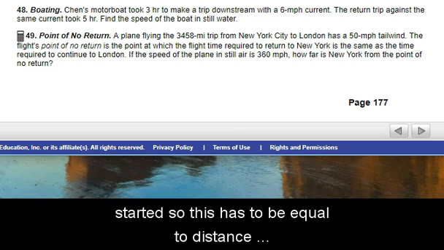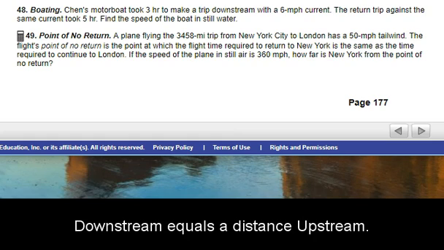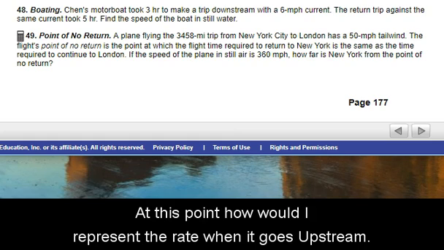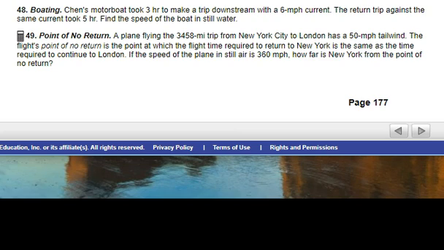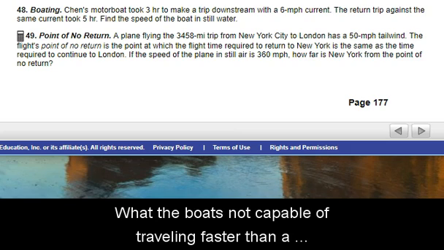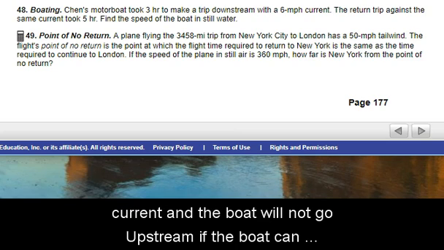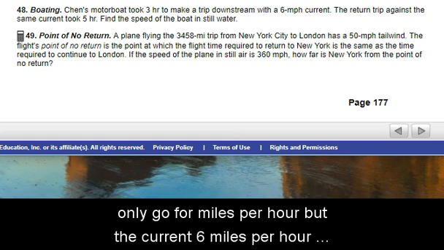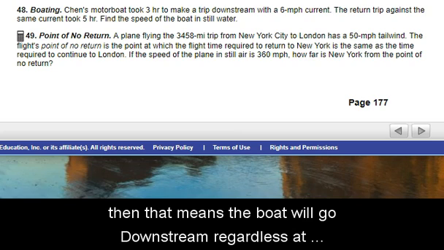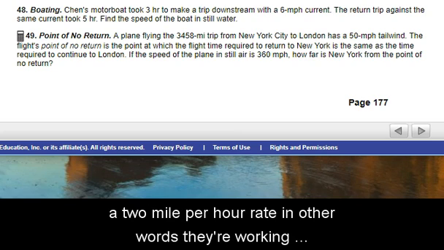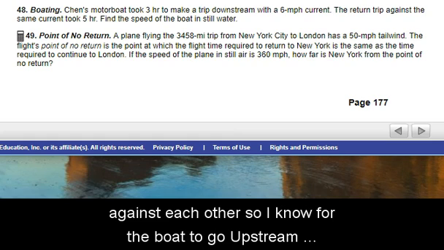So this has to be equal. The distance downstream equals the distance upstream. At this point, how would I represent the rate when it goes upstream? Well, if the boat's not capable of traveling faster than the current, then the boat will not go upstream. If the boat could only go 4 miles per hour, but the current's 6 miles per hour, then that means the boat will go downstream regardless at a 2 mile per hour rate. In other words, they're working against each other.